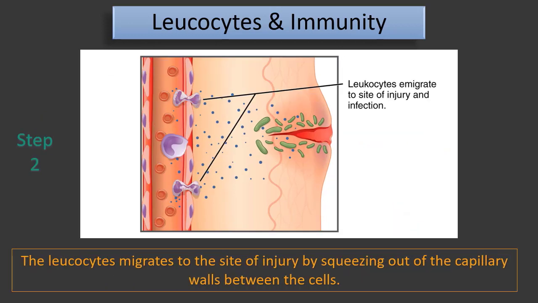Now in the next stage, the leukocytes can move out from the blood capillaries to the site. They basically move to the site of injury. Wherever there is an injury, they will move in there by squeezing out of the capillary walls between the cells.